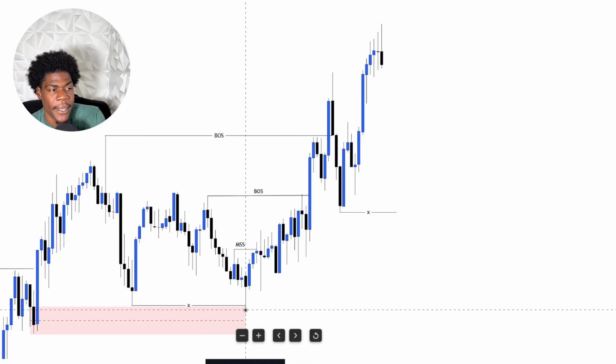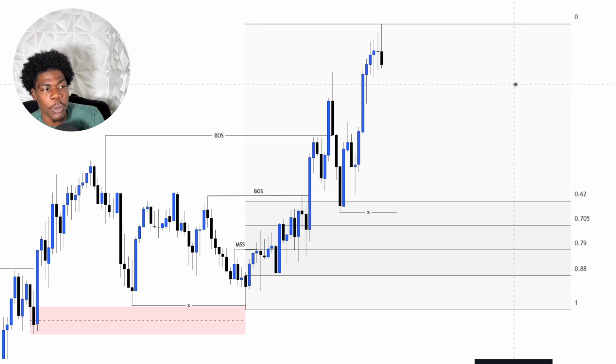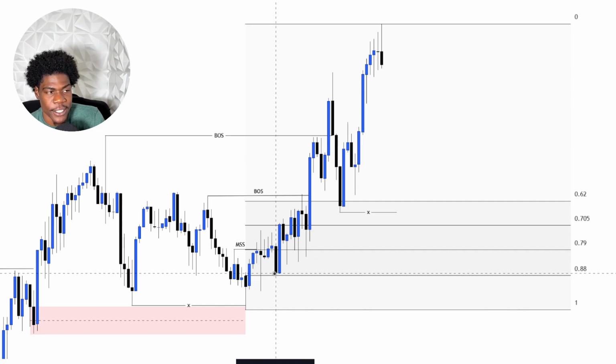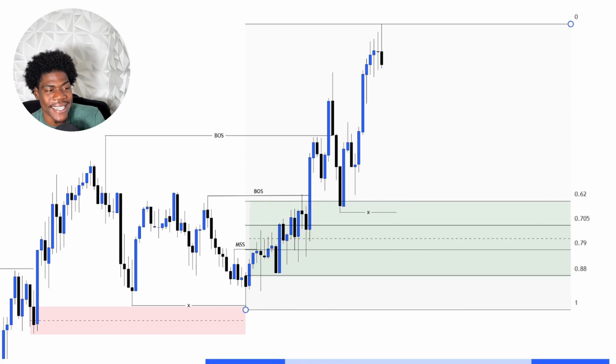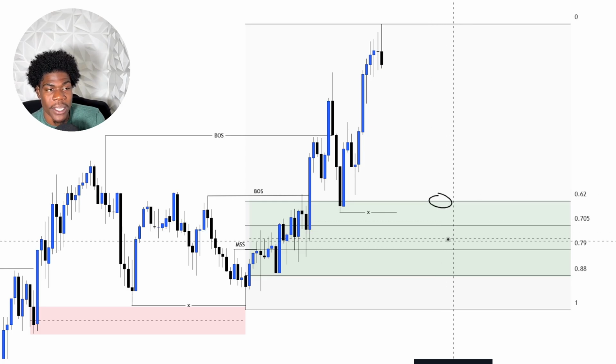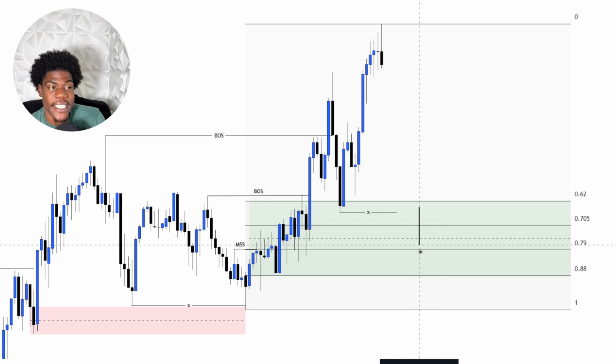So we grab our Fibonacci from the swing low and we drag it to the swing high right here. This right here will give us our dealing range. And right here, pocket inside of this range is our OTE zone. As you can see here, marked in green is our OTE zone. From the 0.62, the 0.705, the 0.79, or the 0.88 right here. This is your golden zone.